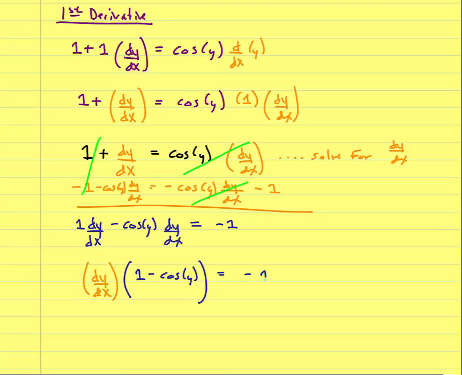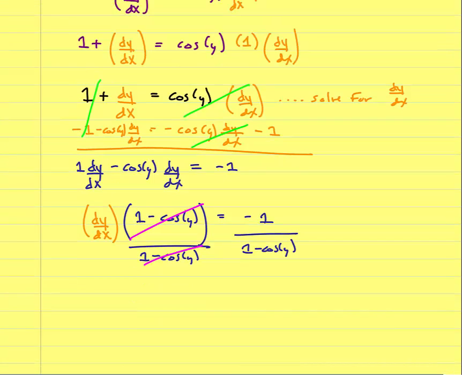equals -1. And then to finish, I divide both sides through by 1 minus cosine of y. Of course, whatever you do to one side, you do to the other. And I have canceling occurring here. And I'm left with dy/dx equals -1 over 1 minus cosine of y.